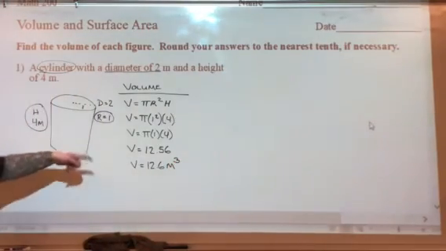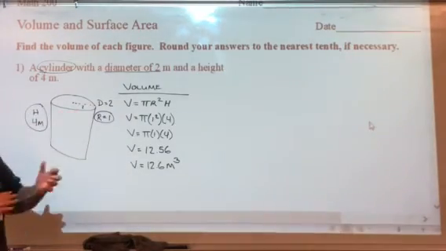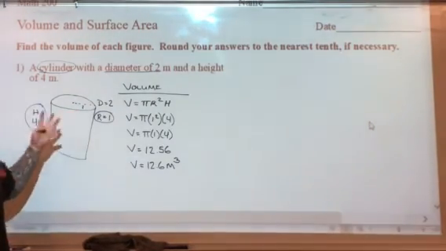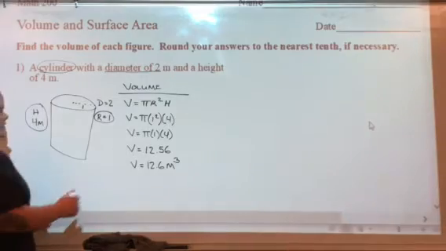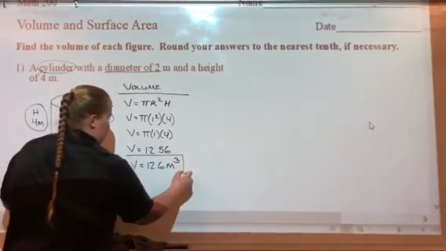This is meters cubed. Meters cubed. Cubed because we're working with volume. It's a 3-dimensional figure, and it's talking about the amount of space inside of that figure. So it's always cubed for volume.